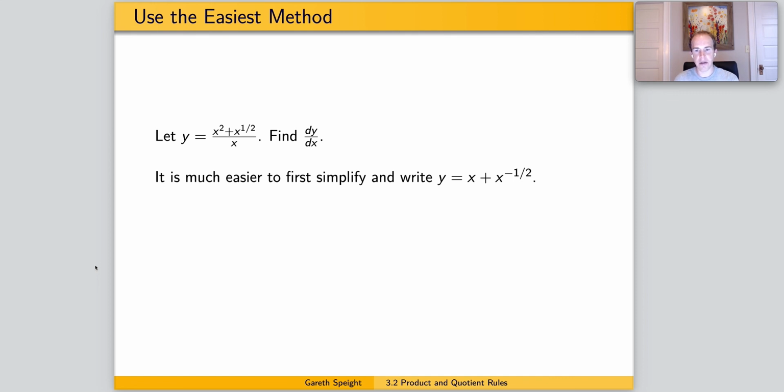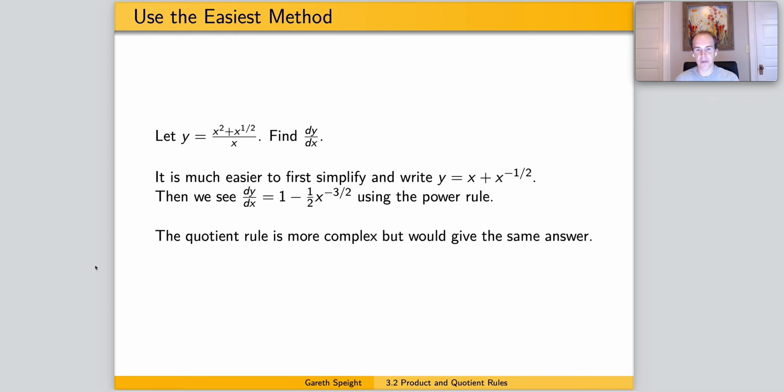We get x squared divided by x, which becomes x. We get x to the 1/2 divided by x, which becomes x to the minus 1/2. And then we got rid of the fraction. We can just differentiate using the power rule. It'd be way easier to first simplify with the algebra, and then just use the power rule. We get 1 minus 1/2 x to the minus 3/2. So if there is an easier way to do it, try to avoid using the quotient rule, but sometimes you just have to use the quotient rule.